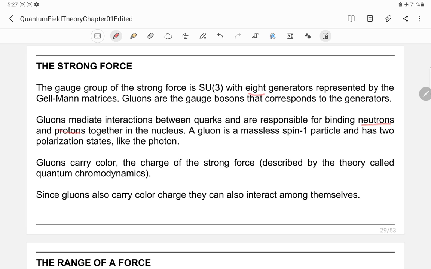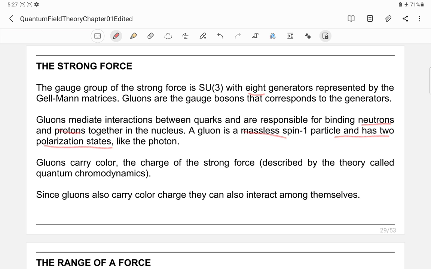And it is massless, but of course recent articles calculate the mass of the gluon. And again, being massless, it has 2 polarization states like the photon. And yes, recent articles have calculated the mass of the photon, I mean the gluon.